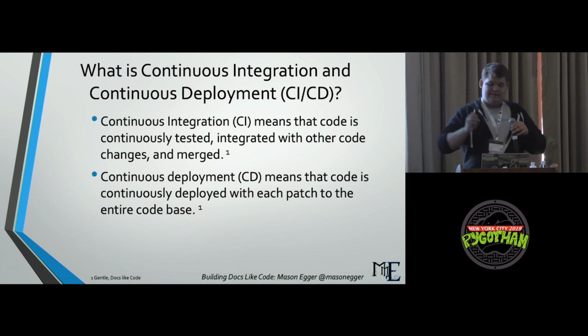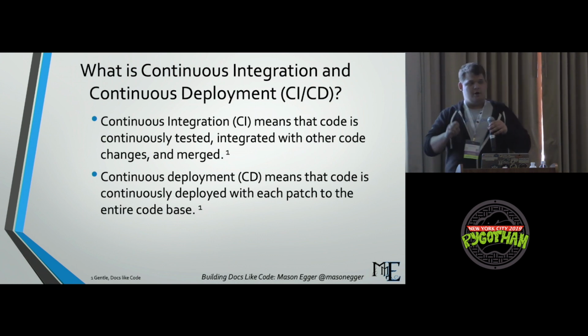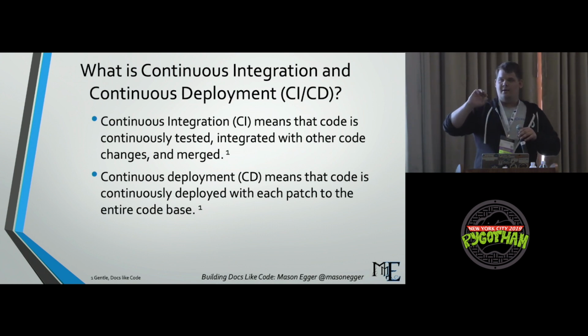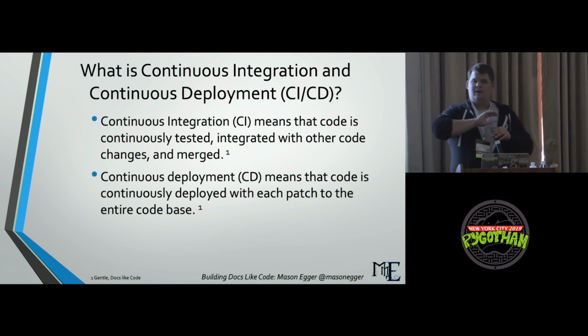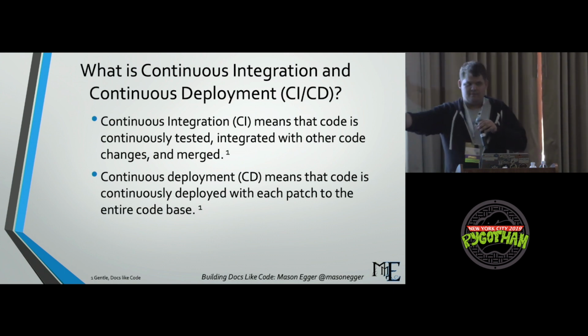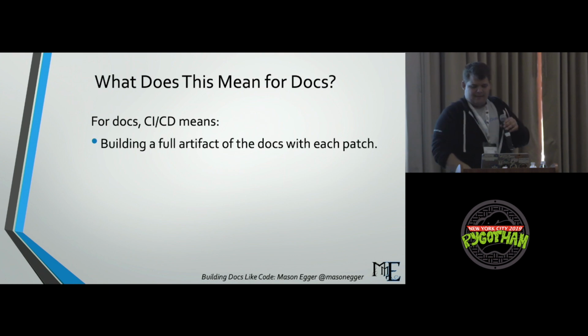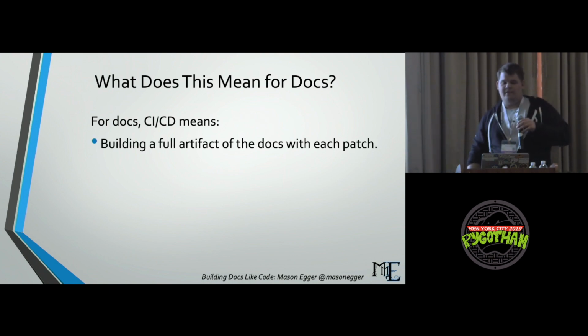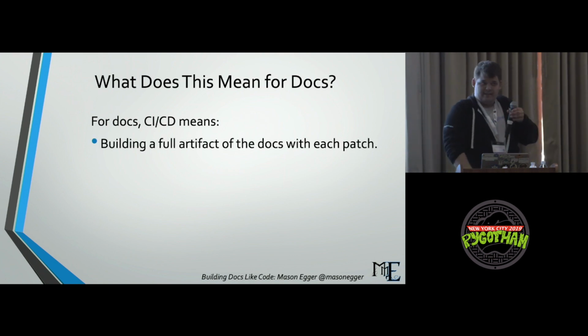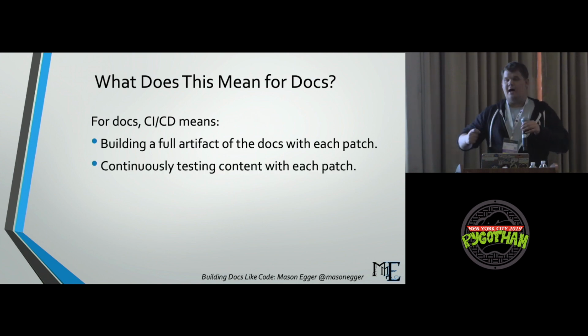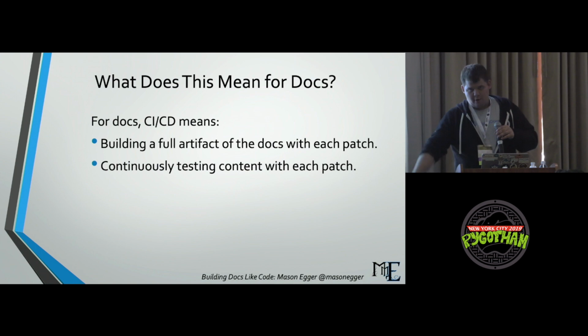It means that code is continuously deployed with each patch of our entire code base, which means that we will deploy out a version to test every time. With docs, this means that we will maybe have a preview page, and we deploy out preview pages of our stuff every time. So for docs, CI/CD means building a full artifact of the docs with each patch. So every time we do a merge request or a patch, we build a new version. We are continuously testing the content with each patch. We're running some automated tests to do that.